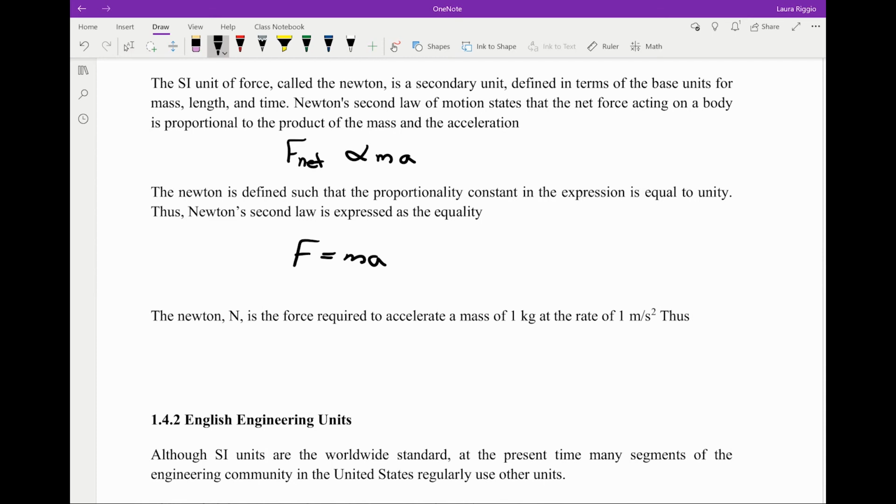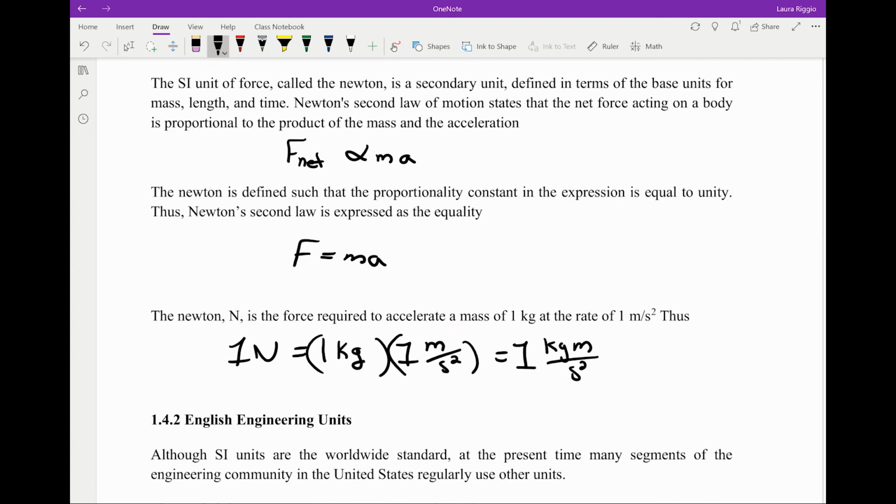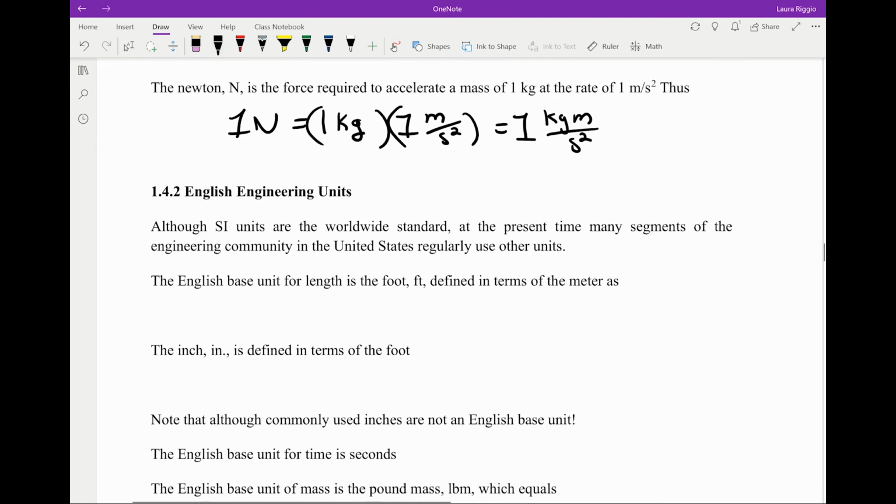The Newton, which is given the symbol capital N, is the force required to accelerate a mass of 1 kilogram at a rate of 1 meter per second squared. So we get that 1 Newton is equal to 1 kilogram times 1 meter per second squared. SI units are nice, lovely, everything works out. But we also deal with English units in this class.